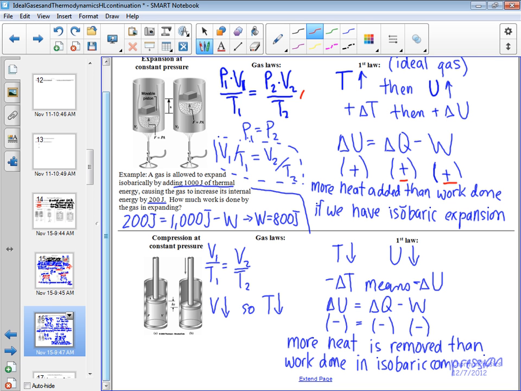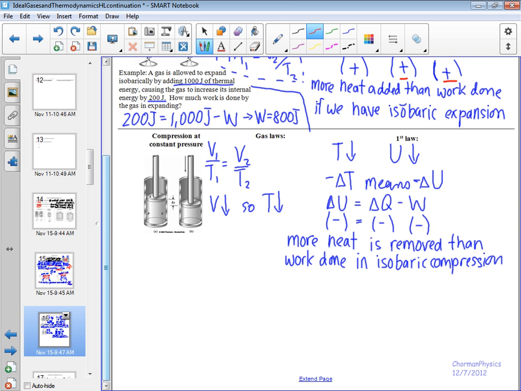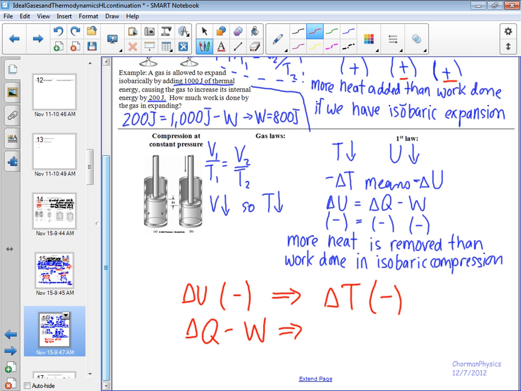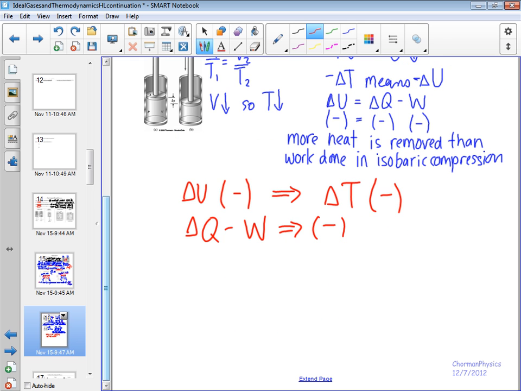The reason for that is that it's compression, but delta Q needs to be larger than that, so that the delta U is still negative. So let me repeat this here. For compression, we need delta U to be negative, because we have delta T as being negative. If that's true, delta Q minus W must be negative. Now the problem is with compression, we know work is negative with the compression.